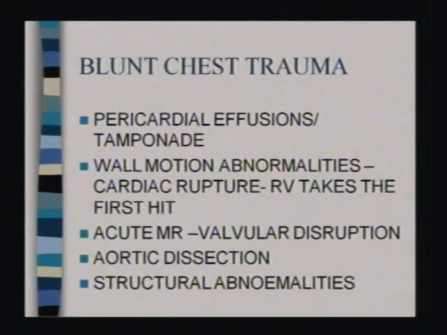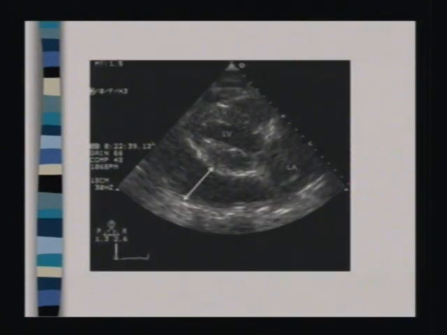In blunt chest trauma, patients can come with tamponade and effusion, as I have already discussed. You can also have wall motion abnormalities, and cardiac rupture can take place. The RV takes the first hit in these patients. There can also be acute MR due to valvular disruption, aortic dissection and structural abnormalities. This is a patient with blunt trauma who had come to us. You can see the large effusion in this patient.